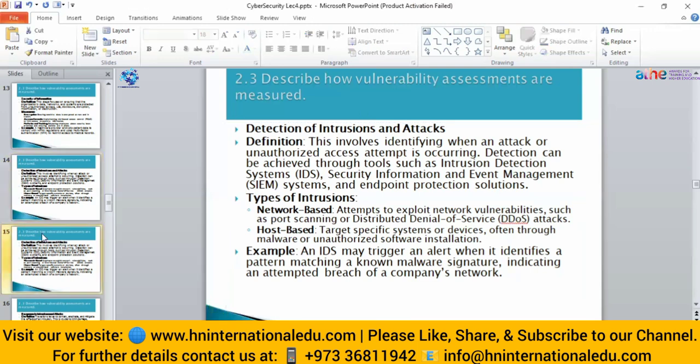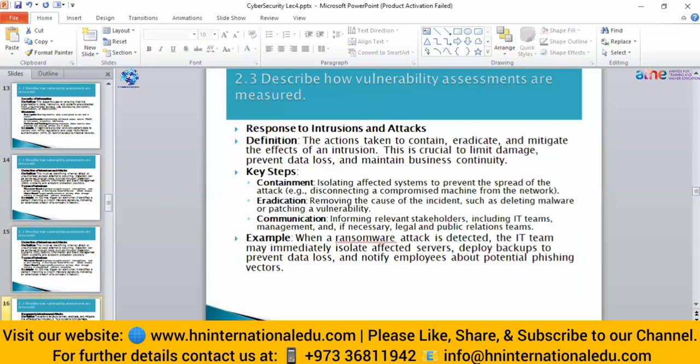So after that, we have what responses you can give to intrusions and attacks. You can take actions to reduce the effect of intrusion, ensuring there is limited damage and preventing data loss. You can take actions like containment. You can isolate the affected system to prevent the spread of the attack, which means you disconnect all the other systems from it.